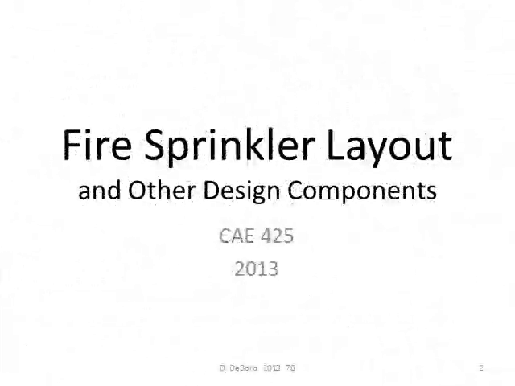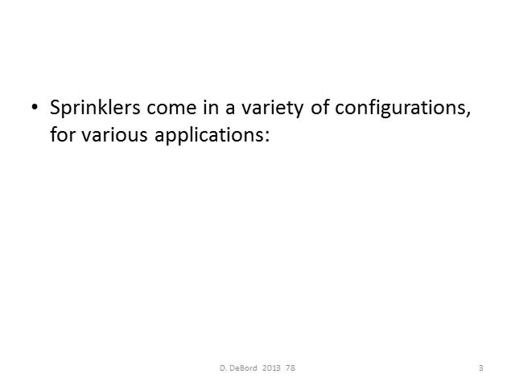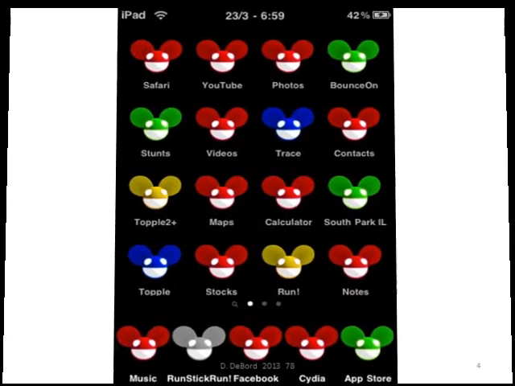But we're going to go back down to earth and look at some fire sprinkler layout information, some other design components. Sprinklers come in a variety of configurations for various applications, all kinds of sprinklers. They come in different colors and different shapes, different types depending on what you need them for.